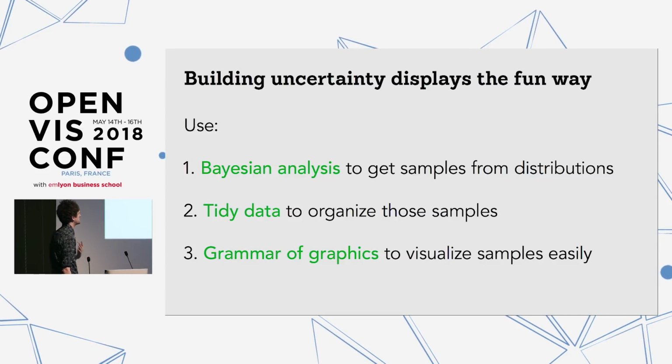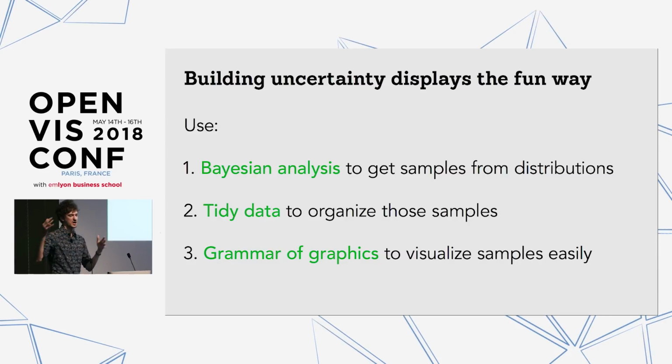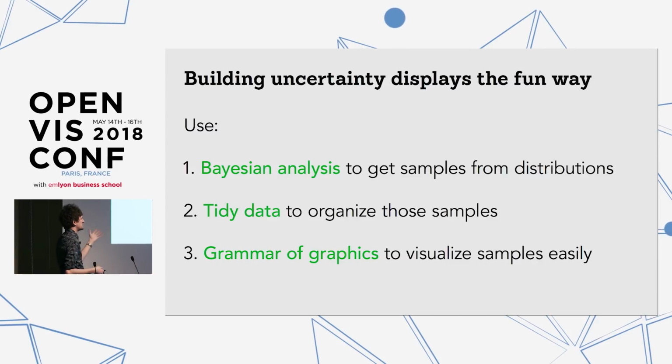And the 3 components of the strategy that I've kind of developed over time doing this are these. So the first is to use Bayesian analysis in order to get samples from probability distributions to feed into the rest of the pipeline. The second is a particular strategy for using tidy data to organize those samples. So tidy data being this idea of usually 1 observation per row in a data frame. And then using grammar of graphics-based approaches to visualize those samples, or to specify visualizations for those samples. And I tend to use ggplot, but you could certainly do something like this with Vega Lite or Altair.